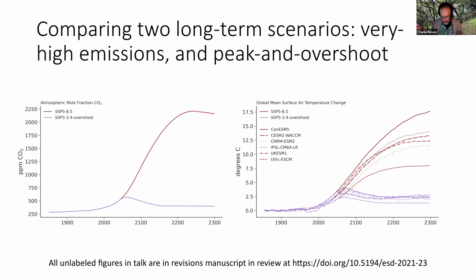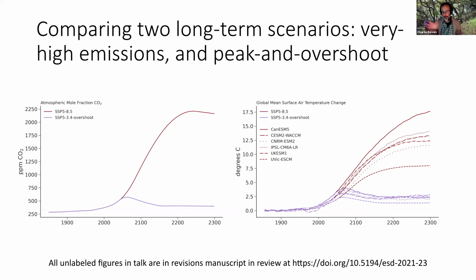Basically, the premise of the scenario is that we follow along this quote-unquote business-as-usual pathway, and then suddenly get our wisdom and decide we actually don't want to go down this pathway and reverse course, to the point that's physically plausible. Whether or not it actually is plausible is a separate question. But basically, reverse CO2 emissions, go into this overshoot and then stabilize. This ends up stabilizing in the long term at the same level as the SSP1-2.6 scenario.